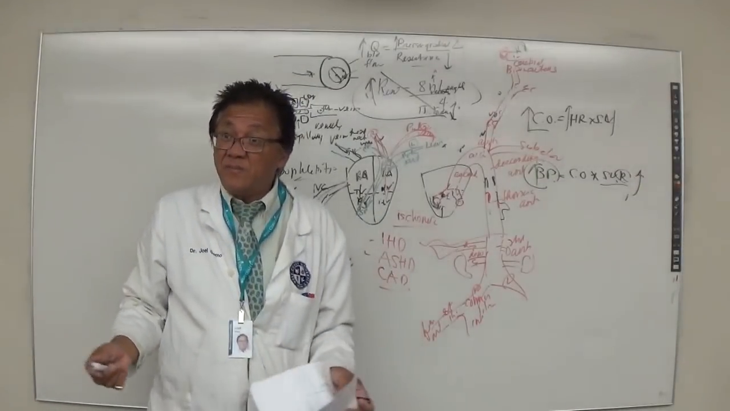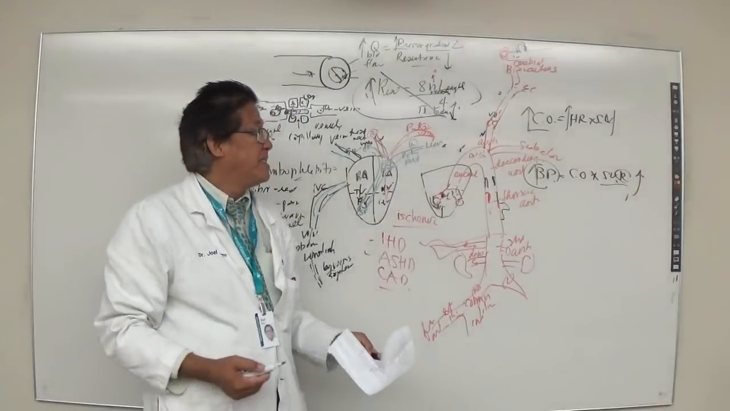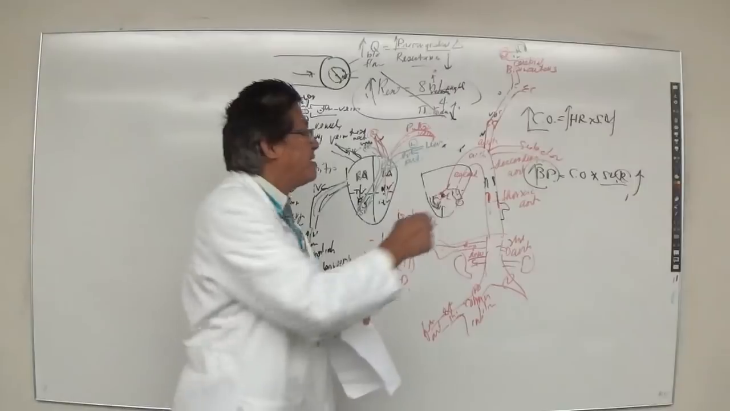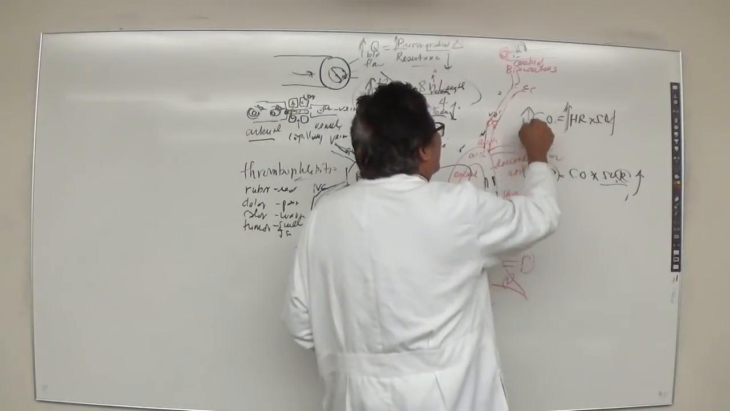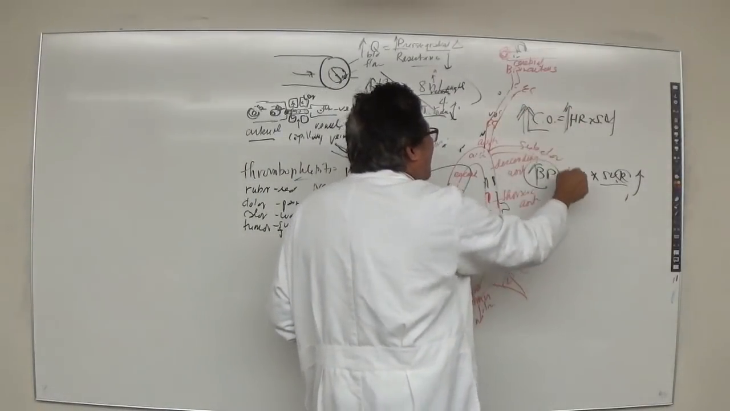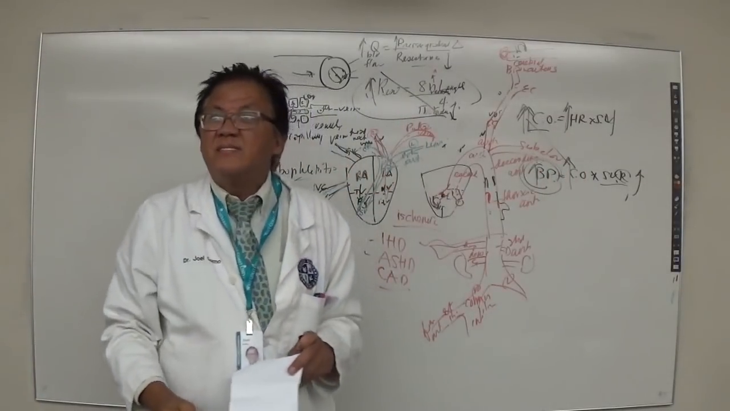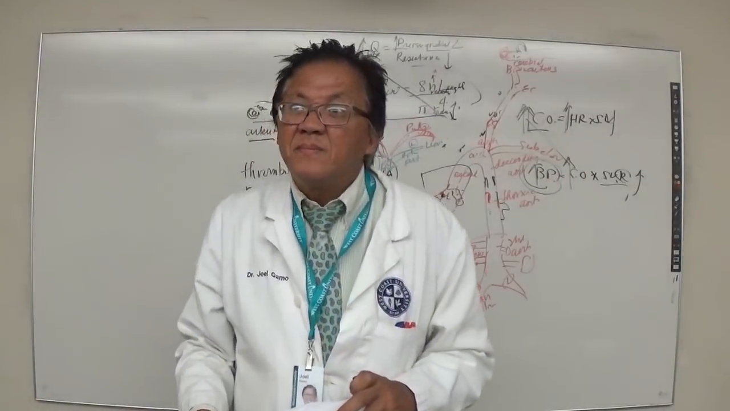Does that make sense to you? Is that clear? Okay? On the other hand, when you exercise, what happens to the heart rate? It goes up. What happens to the cardiac output? It goes up. And what happens to your blood pressure when you exercise? It also goes up because of this formula.